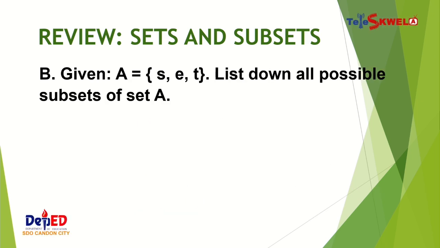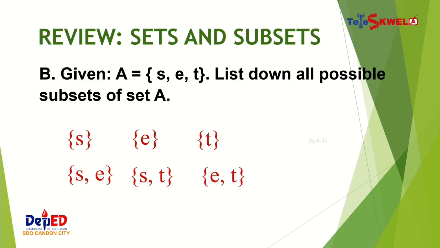Given set A that contains the elements S, E, and T, list down all the possible subsets of set A. You are given 15 seconds to list down all the possible subsets of A. Possible subsets of set A are S, E, T, SE, ST, ET, SET, and the null set.